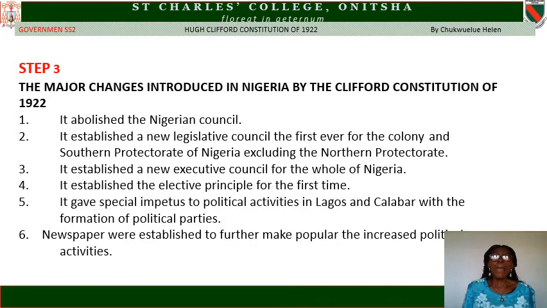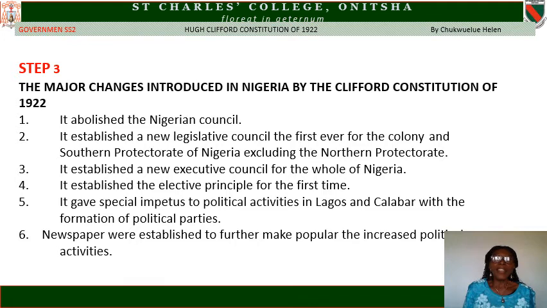Having understood the importance, the significance of this constitution, it made a lot of innovations and changes which are remarkable in Nigerian colonial government. So, the major changes as introduced by the Clifford Constitution of 1922 are as follows. 1, it abolished the Nigerian Council and established a new Legislative Council for the colony of Lagos and Southern Protectorate with exclusion of the Northern Protectorate.